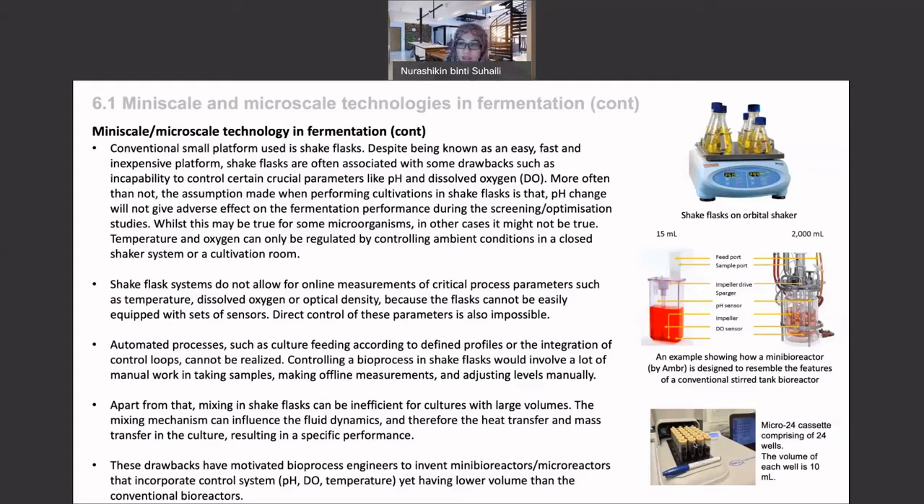So the media means money in the development of any product. So you can imagine how much cost can be saved through the use of a minimal amount of media introduced by the concept of miniscale and microscale technology. So that's one of the advantages of miniscale and microscale technology.